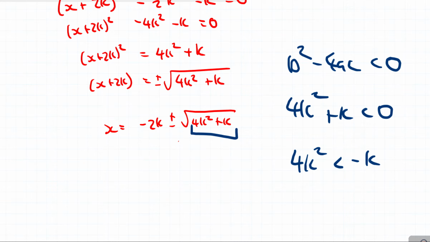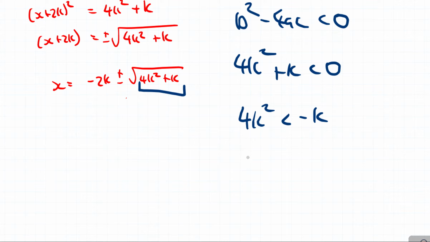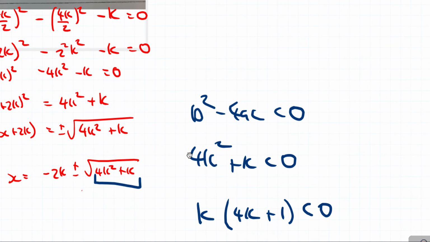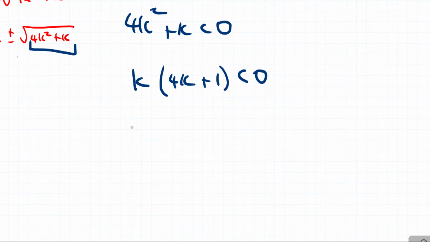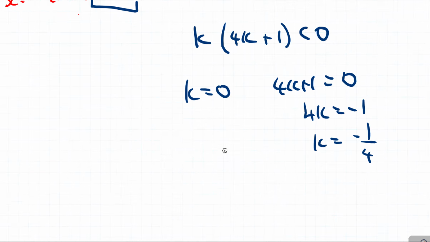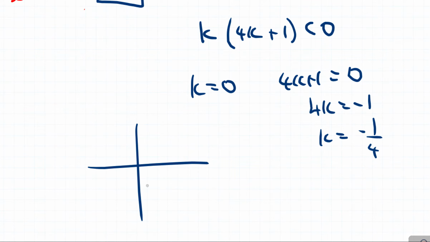So then from here you would say, well, that's 4k squared is equal to minus k, and then you would divide through by k, or in fact you could take out a factor of k, so it's going to be k bracket 4k plus 1 is less than 0. So then you find the set of values for k for no real roots, and then from here we say that k is equal to 0, or 4k plus 1 equals 0. So 4k equals minus 1, so k equals minus a quarter. And from here we draw this setup, so we know that it crosses at 0 and minus a quarter.